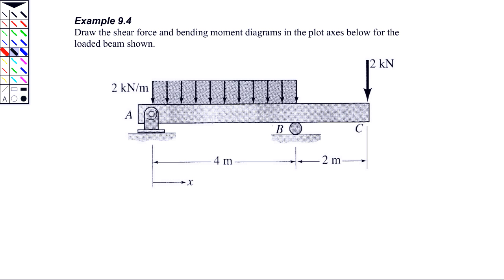On this problem 9.4, we have a beam which is pinned on the left side at A. There's a roller connection at B, and there is a 2,000 Newton force on the right end C. There's a distributed load of 2 kilonewtons per meter downward between A and B. If we want to find the shear force and bending moment diagram for this beam, we need to choose which method we're going to use.